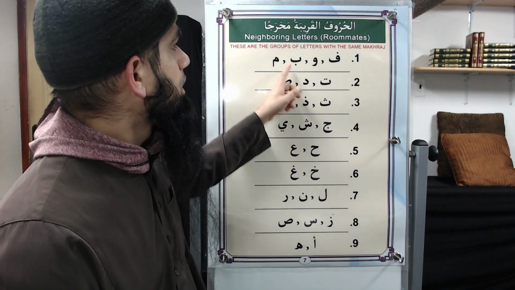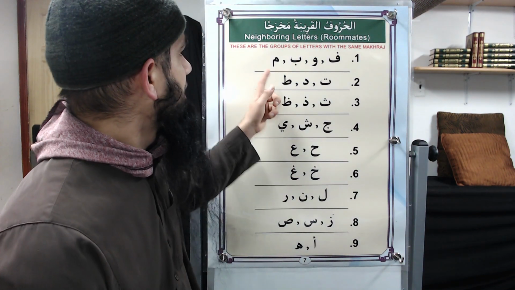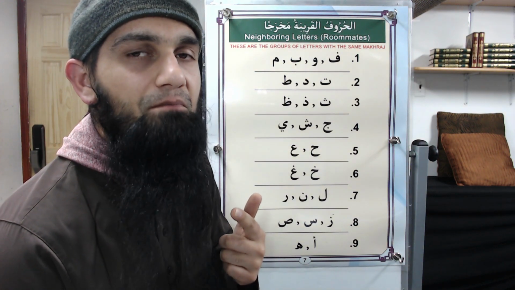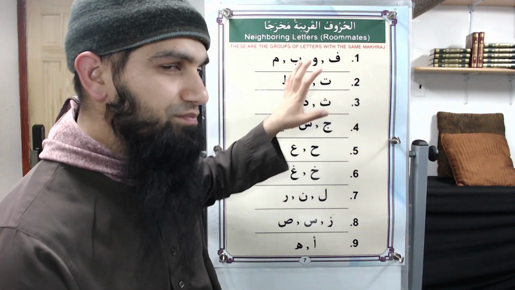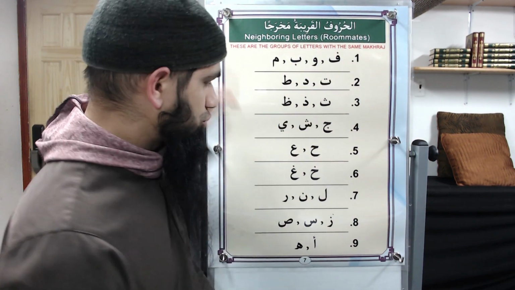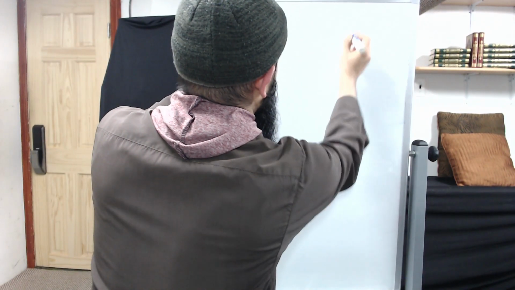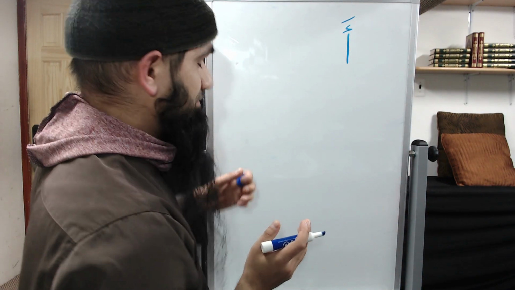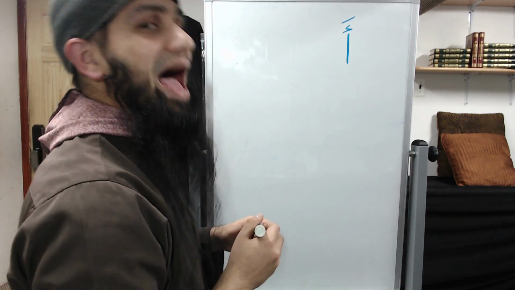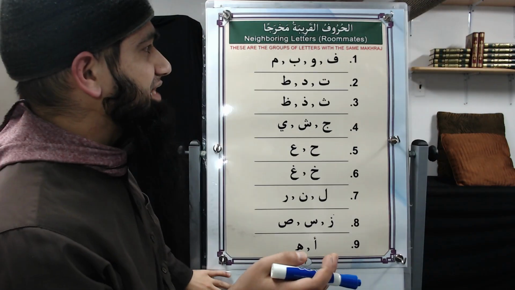This one, b, b. And this one, m, m. So to produce the sounds of these letters, what we're going to do is place Hamza Fatha before the letter. Hamza Fatha, which is A. So we're going to take the A sound and apply that to each of these letters.